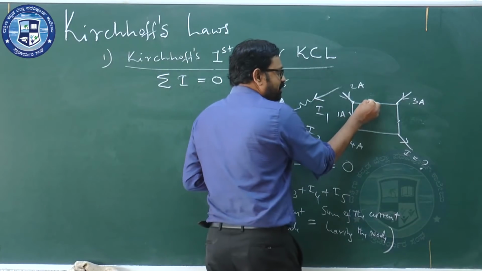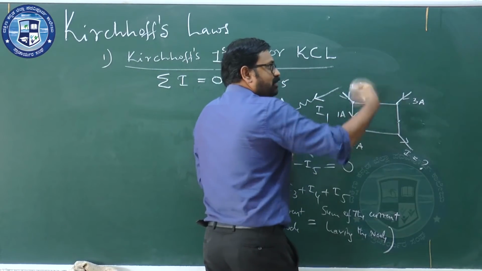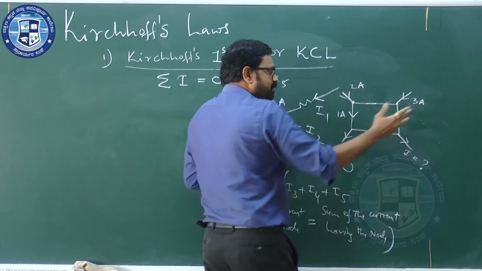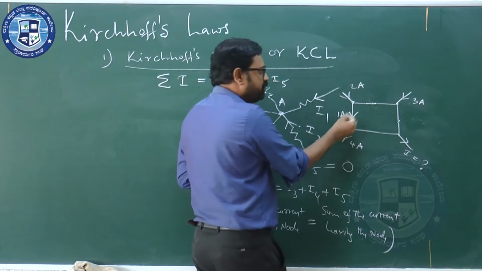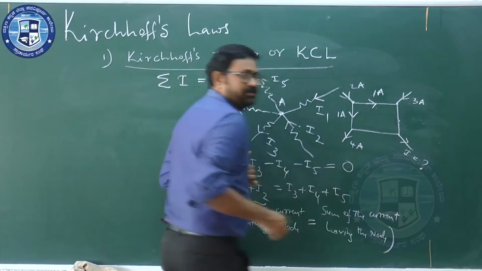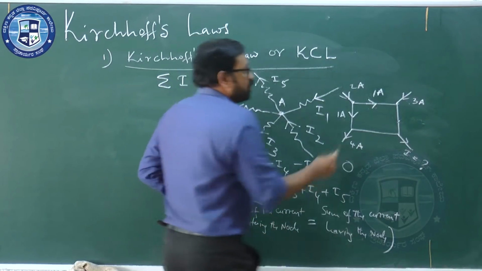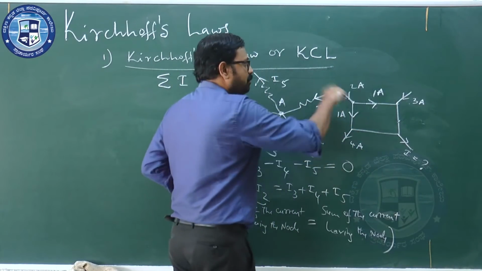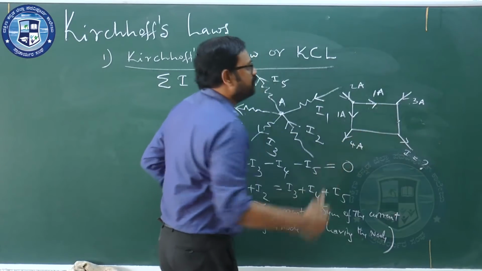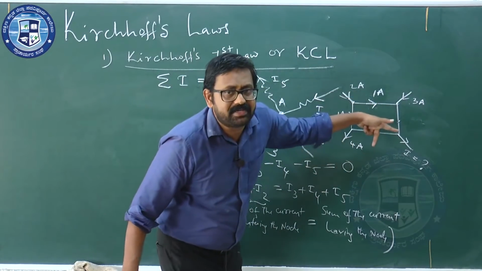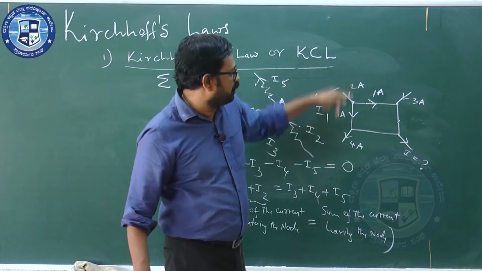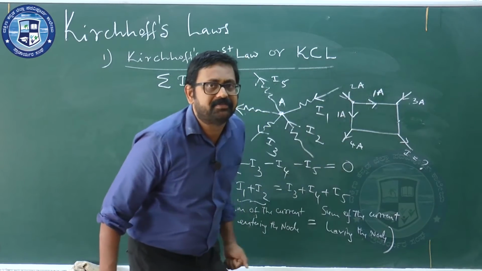So here what I can say is, out of 2 ampere there are no other branches. Out of 2 ampere, if 1 ampere flows here, remaining 1 ampere should flow here, correct? Isn't it? Now apply KCL. Sum of the current entering the node is equal to sum of the current leaving the node. 2 ampere is entering and 2 ampere is leaving. What is the current entering the node? 2 ampere. What is the current leaving the node? 1 ampere and 1 ampere.